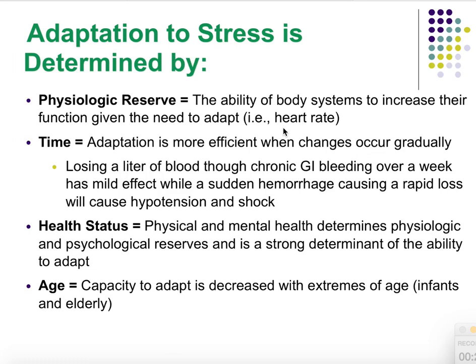Then we have our health status. So how healthy are you? Physically and mentally healthy. Those physiologic and psychologic reserves are going to determine how well you're going to adapt to stress. So if you're already sick, you're not going to adapt to stress as well as someone who's healthy. And then we have age. Your capacity to adapt decreases with extremes of age. So infants and the elderly are not going to adapt as well as those who are in the prime of their age.